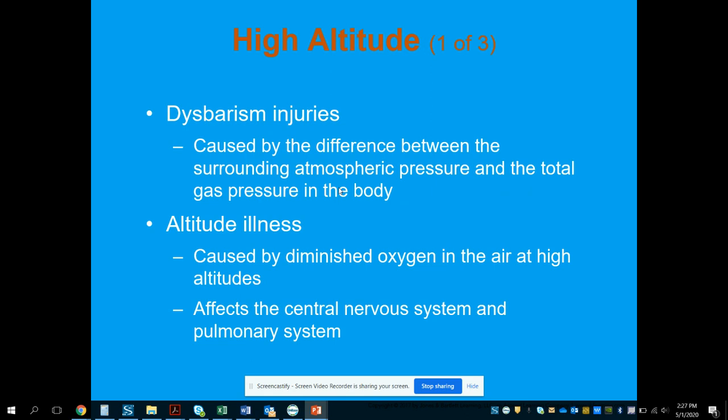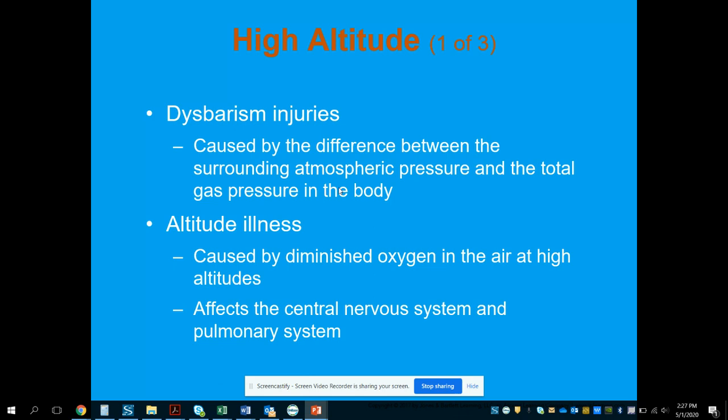Thinking about high altitudes, these are injuries caused by a difference between the surrounding atmospheric pressure and the total gas pressure inside of the body, that could cause altitude illness, so diminished oxygen in the air at high altitudes. So this affects the central nervous system as well as the pulmonary system.